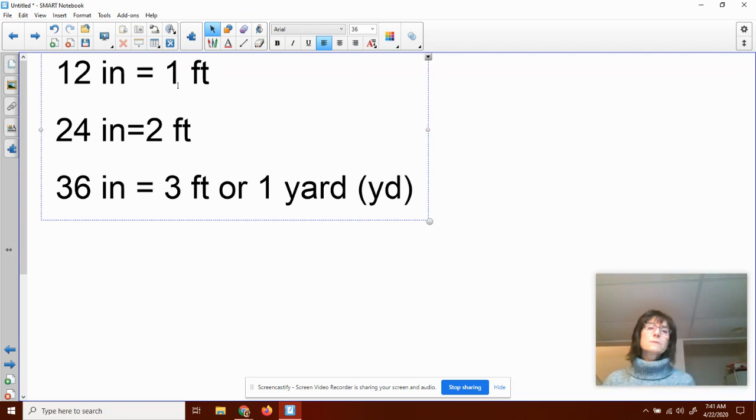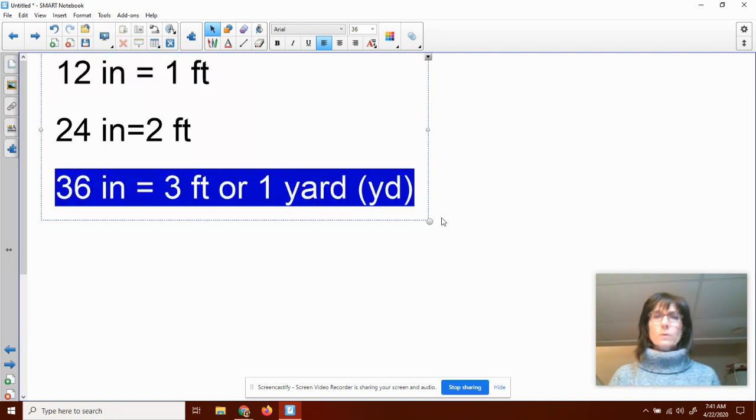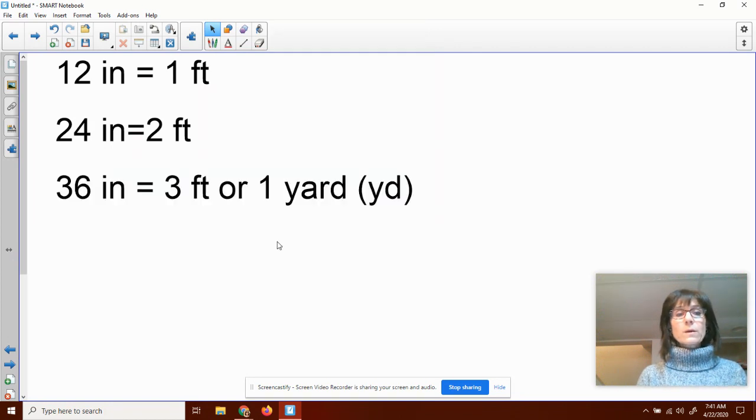What you want to memorize in your head right now are some very important things. You want to memorize that 12 inches equal 1 foot. That's so important. You have to know that 36 inches is 3 feet or 1 yard. If you know those measurements, you're going to do very well when someone says, oh, it's 1.5 feet. Well, I know then it's 12 plus 6 inches. Or if it's 1 yard and 1 foot, it's going to be 4 feet.